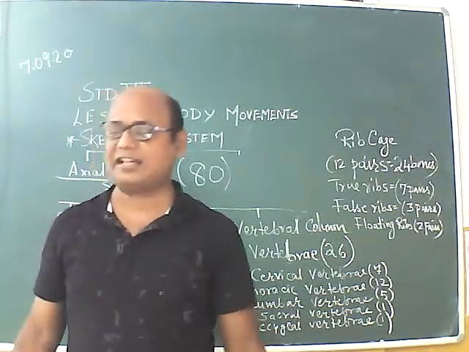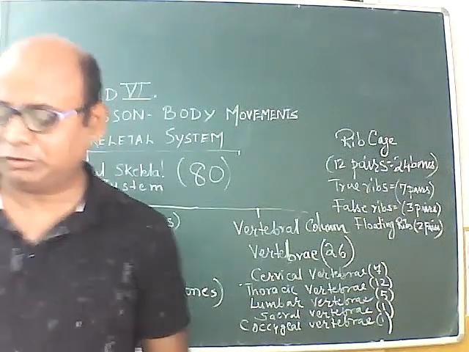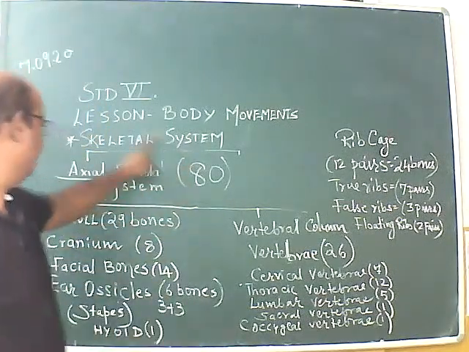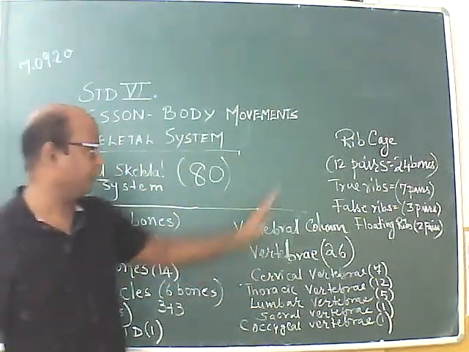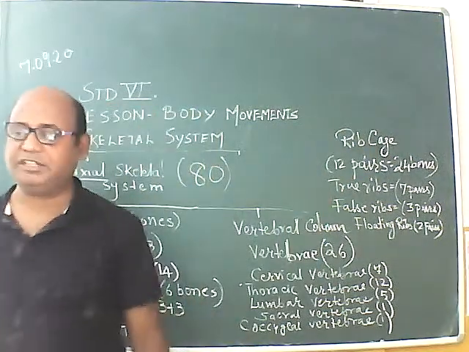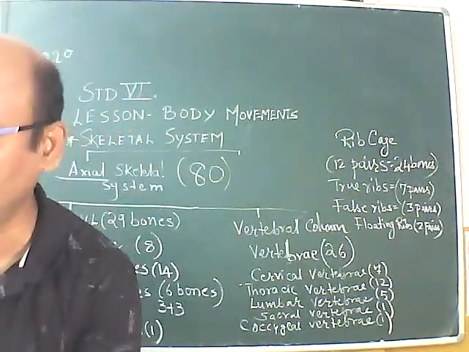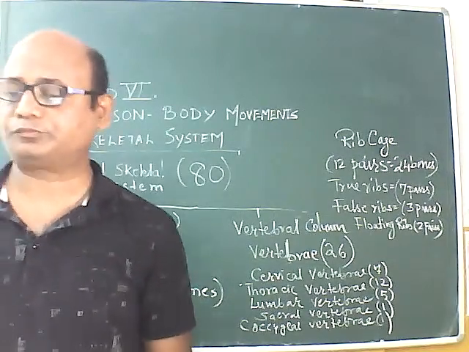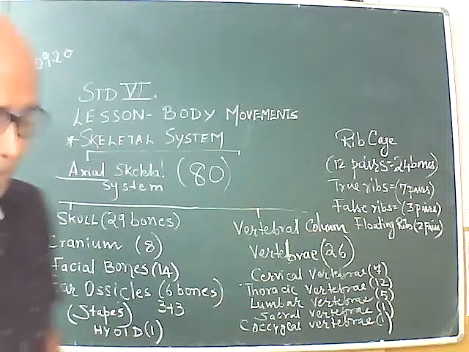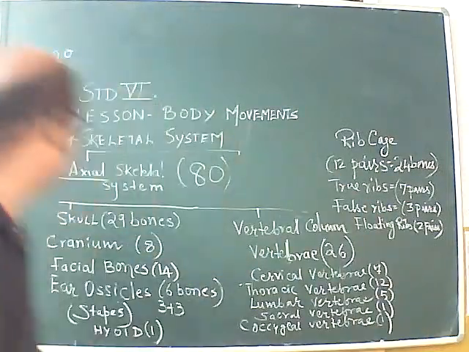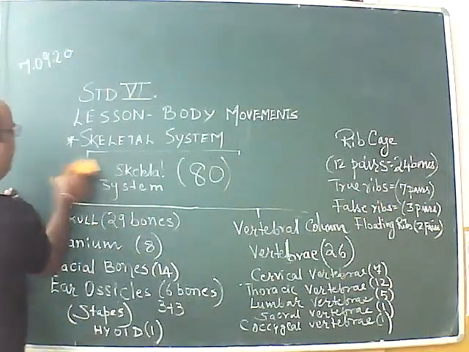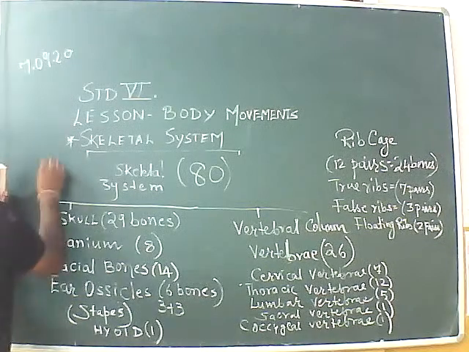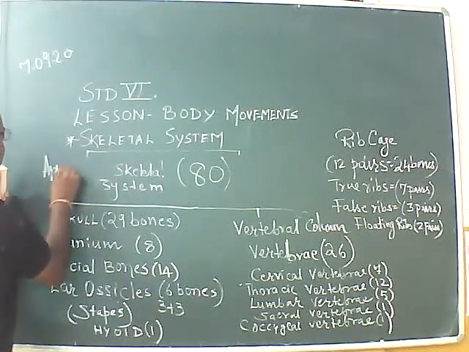Like that, legs are also there. So today we studied about the bones in the skull, vertebral column, and rib cage. Is it clear to all of you? Okay, now we will find the appendicular skeleton. Appendicular.